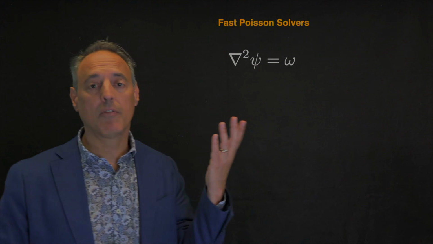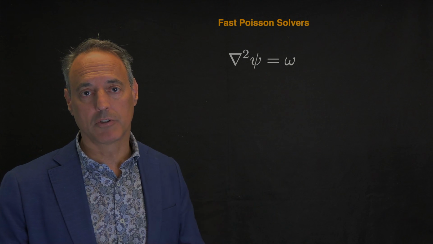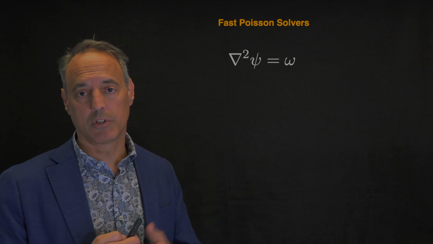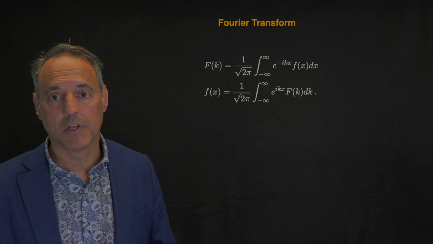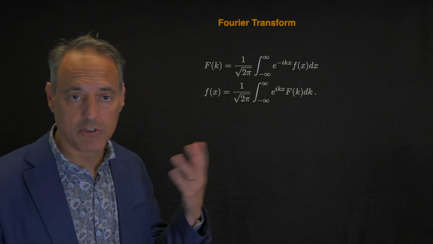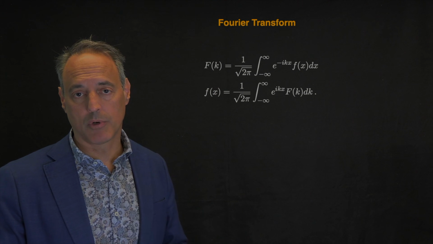So remember, we're solving the Poisson equation for the stream function, related to the vorticity. If we write this out, we can look at this and think that I've got to take two derivatives, in x and y. So let's start thinking about how I might do this with the Fourier transform.